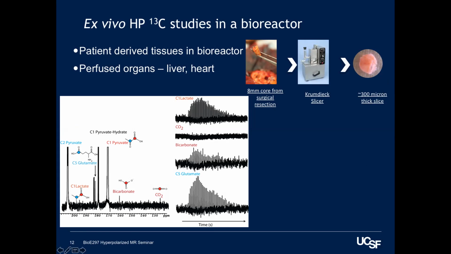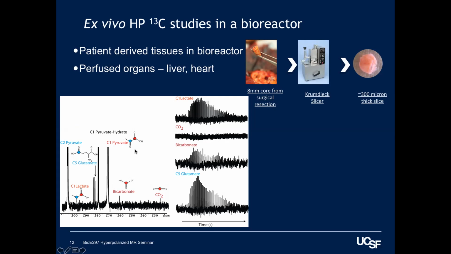And here's an example when we injected C1 and C2 labeled pyruvate into the bioreactor, and you can see almost simultaneous, instantaneous production of lactate as well as glutamate. You remember how this particular process, going from pyruvate to glutamate, is a 5-step enzymatic process. So the polarization is preserved at every single step. And you can also see the signals for the bicarbonate and a very, very small signal for carbon dioxide.